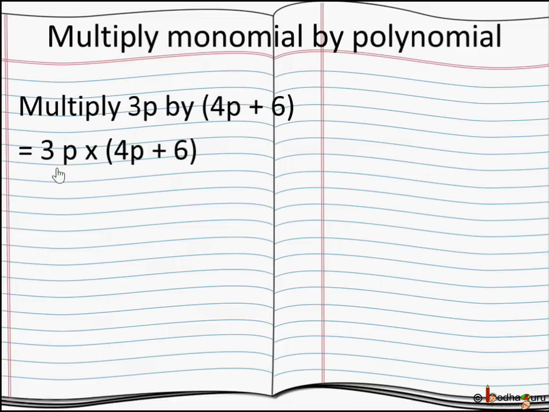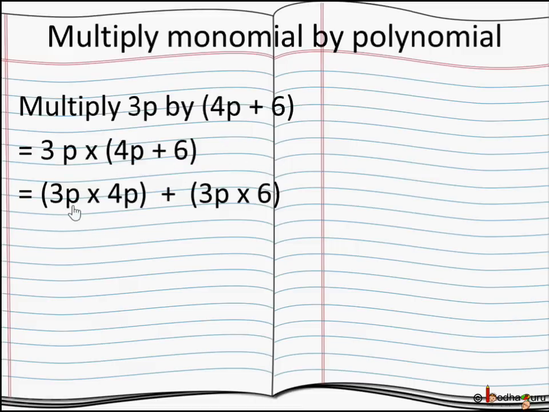Now we can easily use the distributive law of A into (B plus C) is equal to A into B plus A into C. So A is 3p, B is 4p, and C is 6. So this will become A into B plus the same sign comes here, A into C. So we get 3p into 4p plus 3p into 6. Or in other words, whatever is outside this bracket, you multiply this with both of this. If there were three things, you would have multiplied with all of them.